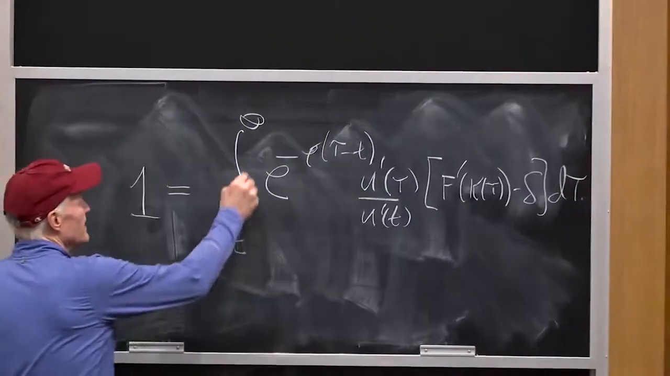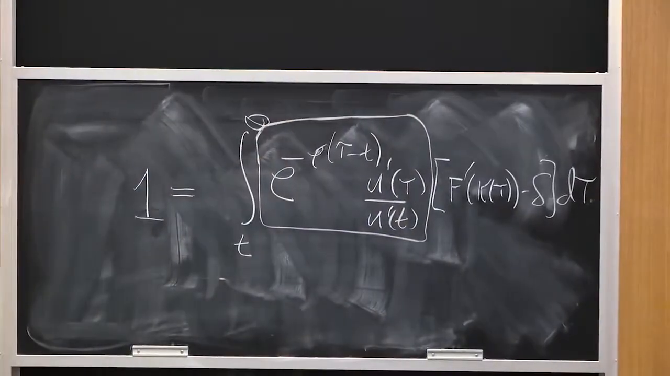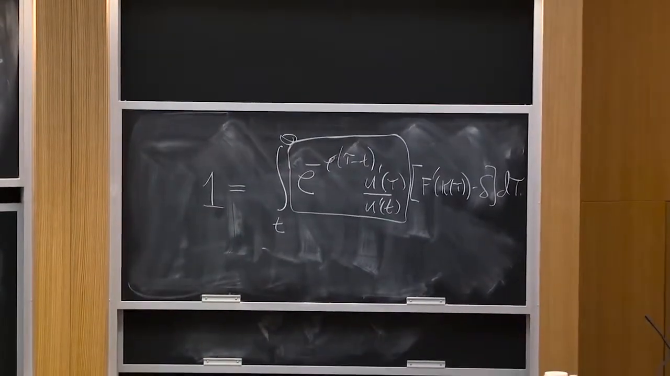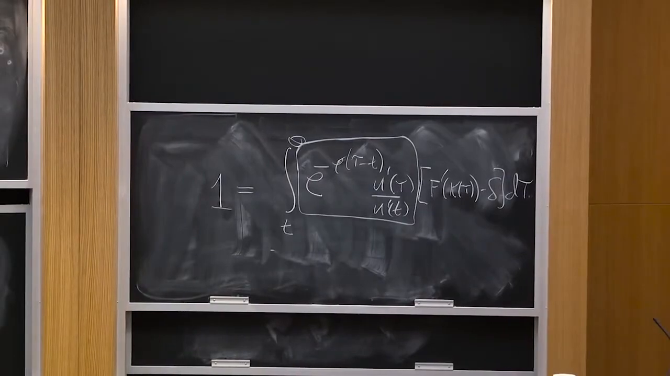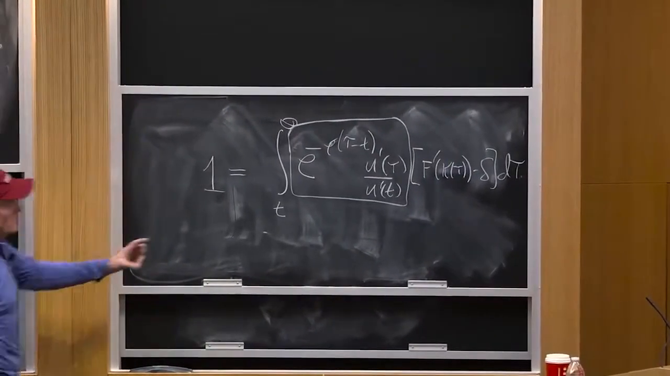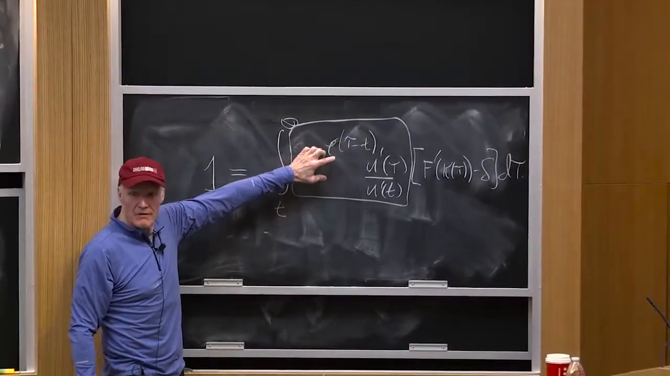Anybody know what this is? What is that? It's just a market rate of discount between dates t and tau, right? This is going to be the market discount factor on consumption between dates t and tau.